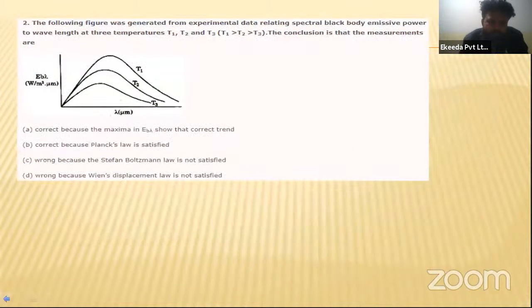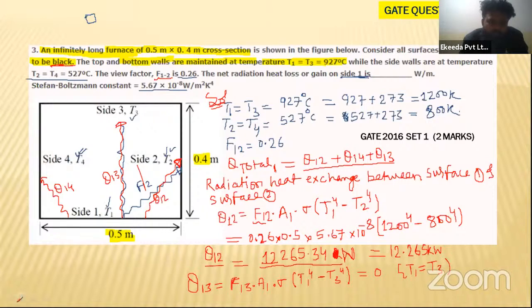Let us see for Q4. So what will be the value of Q4? That is Q14. If you see both these surfaces, there is a symmetry. There is a symmetry between surfaces 1 and 2 and 1 and 4. So they are symmetric. So can you calculate the value of a particular shape factor?